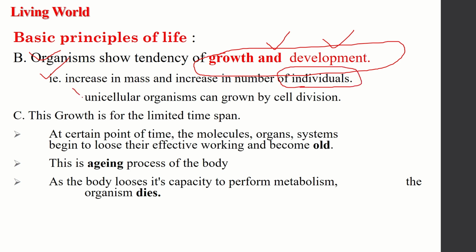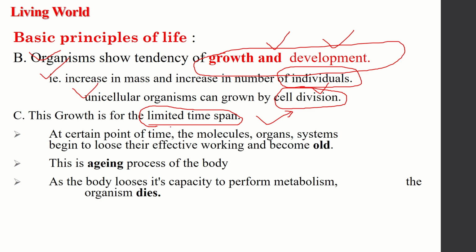Unicellular organisms can also grow by cell division, that is, those organisms are made of a single cell. So in that single cell, with cell division, their numbers can grow. But this growth is for a limited time span. The growth is for a limited lifespan. Plants can grow and develop for a larger time span, but animals particularly have a limited time span.